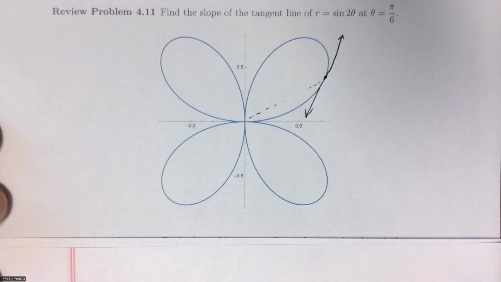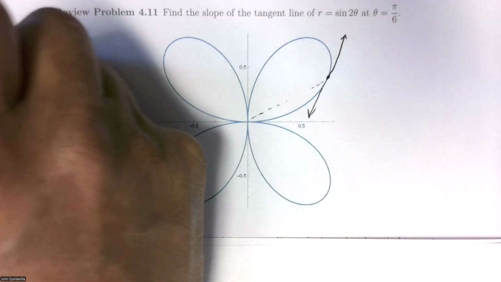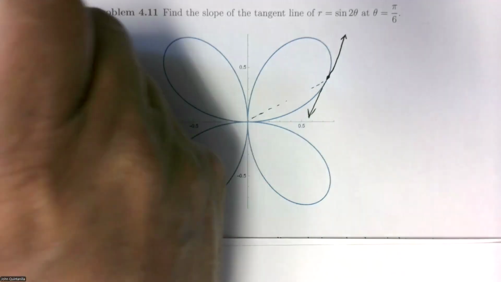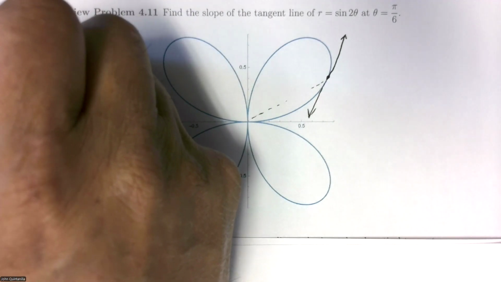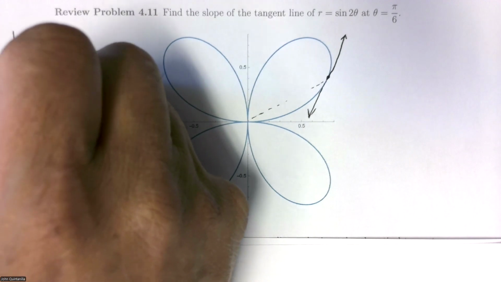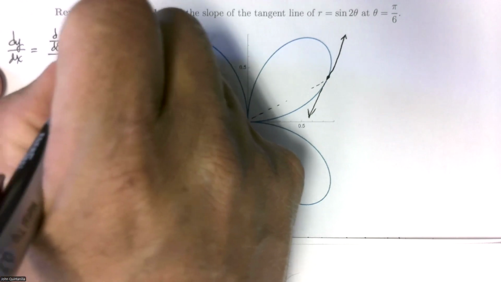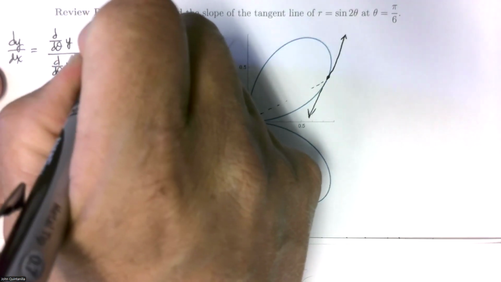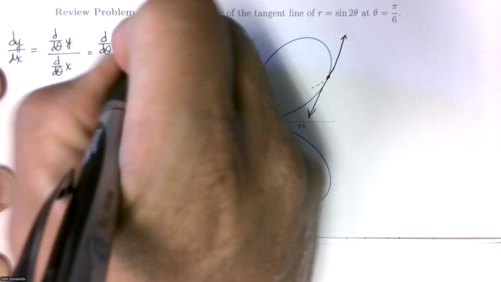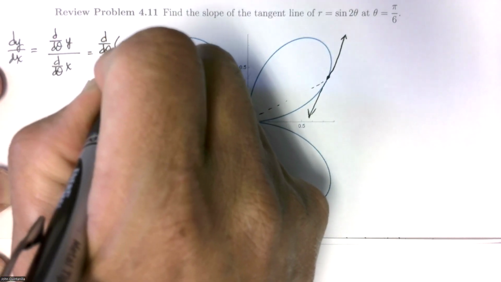Okay, now to be able to do this problem, we use the formula for the slope of a tangent line for a polar curve. So dy/dx is equal to d/d theta of y over d/d theta of x. And when I use polar coordinates, y is equal to r times sine theta, and x is equal to r times cosine of theta.